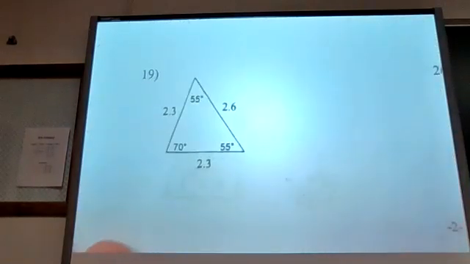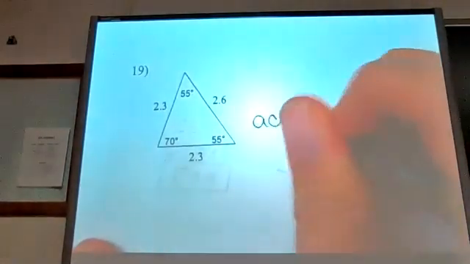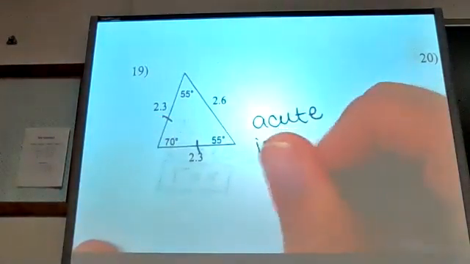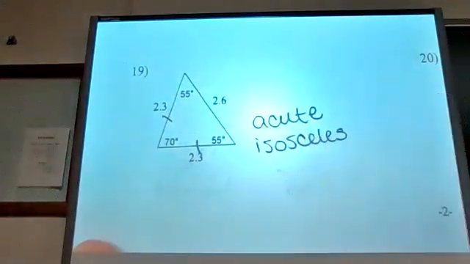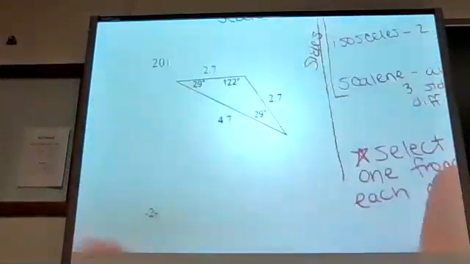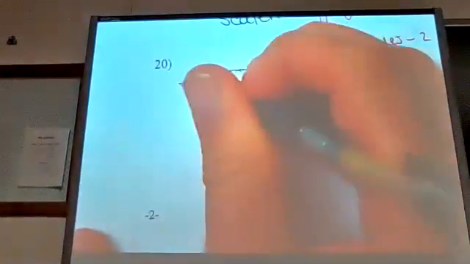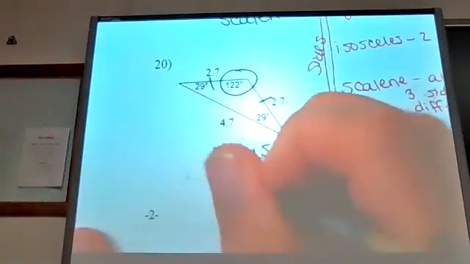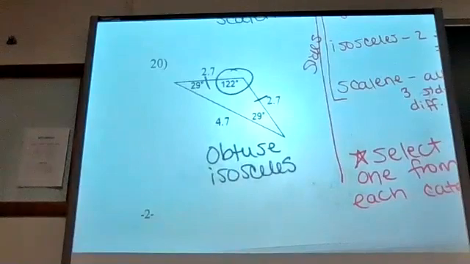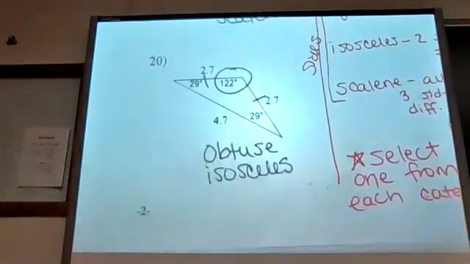On 19, what is that? Acute and isosceles. Yep, those two sides are the same. And on 20, obtuse because of this angle, and again, isosceles. Okay. So one from each category, classifying the triangle.